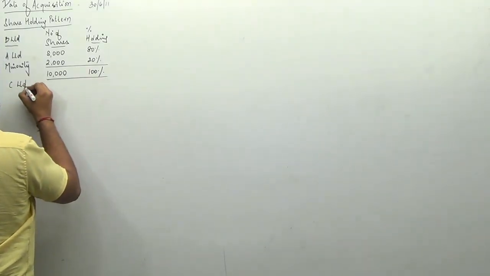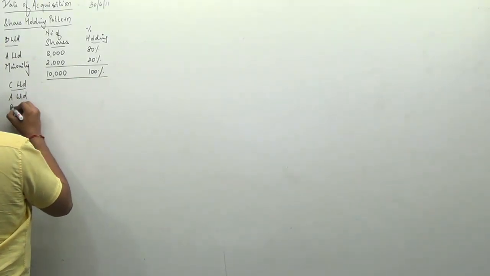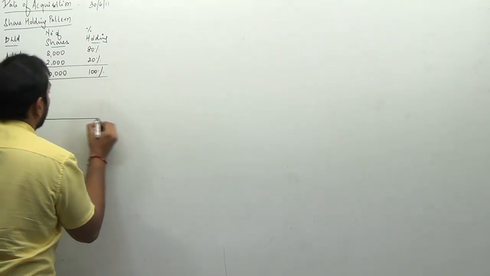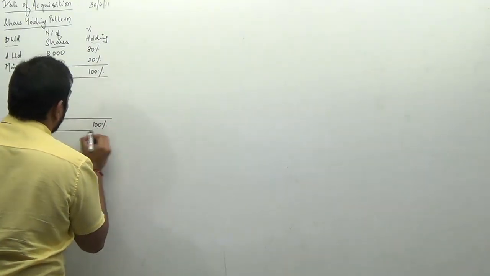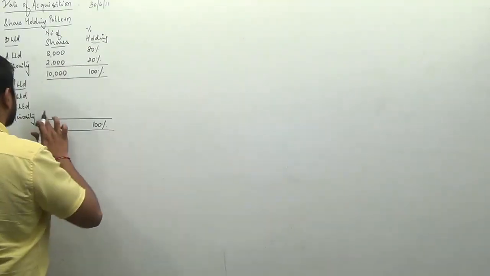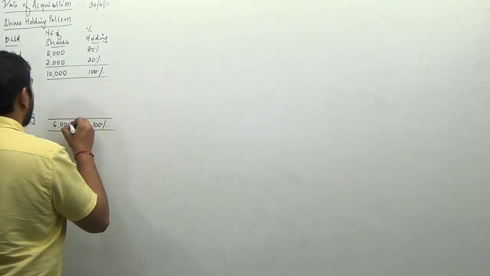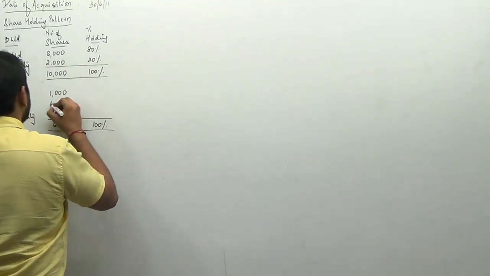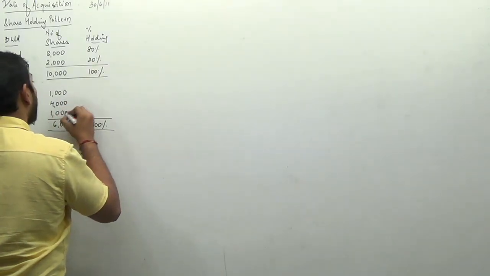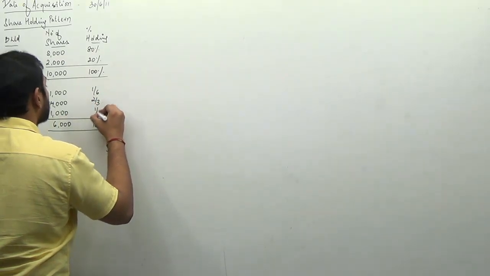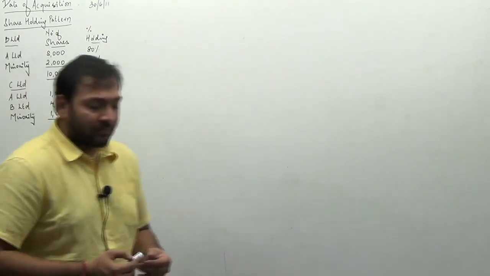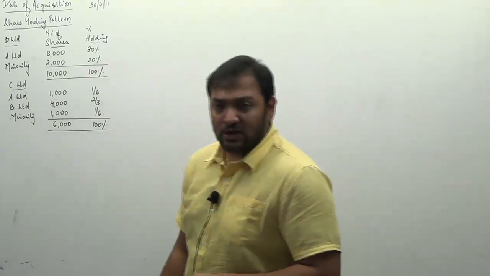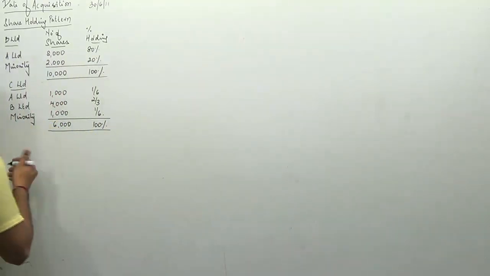Next go to C Limited. C Limited is held by A Limited directly, B Limited indirectly, and minority interest. Number of shares in C Limited: 60,000 share capital, that means 6,000 shares. A Limited holds 1,000, B Limited holds 4,000. So minority 1,000. So this is 1 by 6, 2 by 3, 1 by 6. I can't get perfect percentages, so I'm taking the ratios instead. Once you get your shareholding pattern, you can go for your analysis of reserves. Always start with your indirect subsidiary. Indirect subsidiary is C Limited.